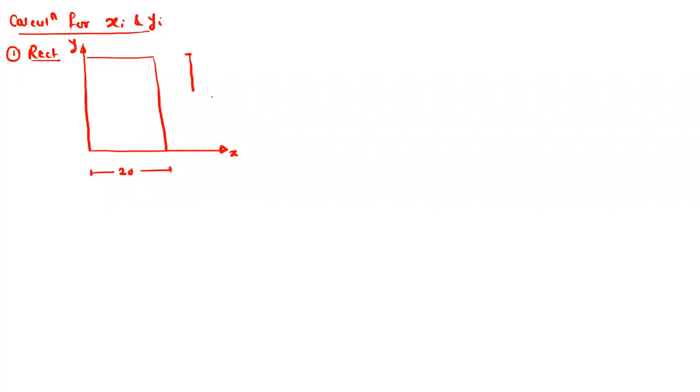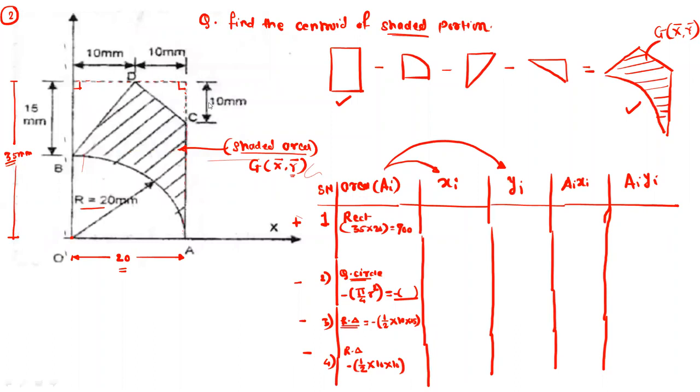So first area, it is the rectangle. For the rectangle, this is the reference axis, x and y axis. And this is the rectangle. For this rectangle, this dimension is 20, and this dimension is 35 mm.